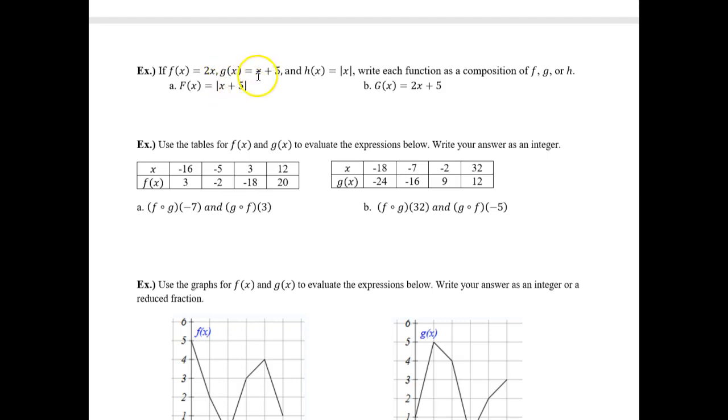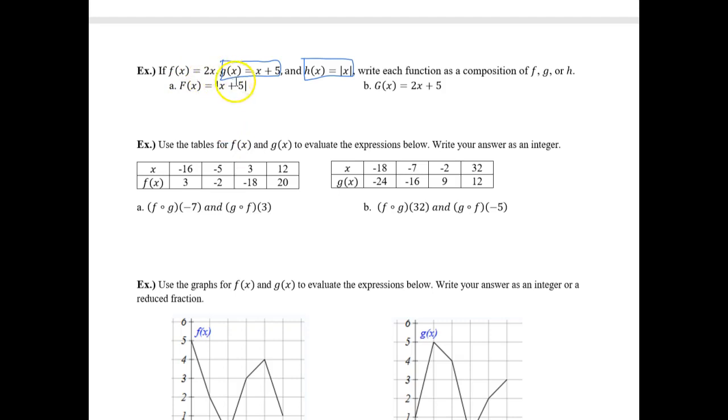So I see the x plus 5, so I'm going to assume that g of x was used. And I see the absolute value bar, so that means that h of x was used. So those are the two functions, but the question is, is it g of h or h of g? Which function was put into the other function?